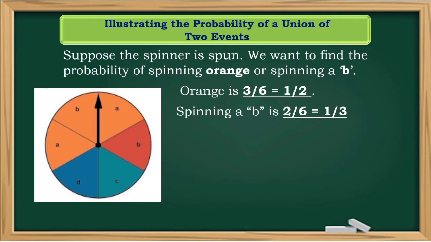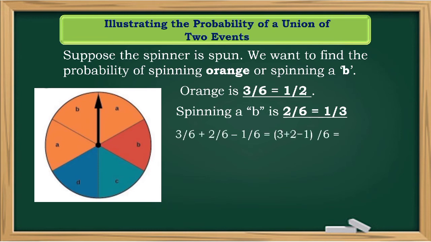If we added these two probabilities, we would be counting the sector that is both orange and B twice. To find the probability of spinning an orange or a B, we need to subtract the probability of the sector that is both orange and has B. As you can see on the circle, we have one section wherein we have color orange and letter B. So that would be equivalent to 1 over 6.